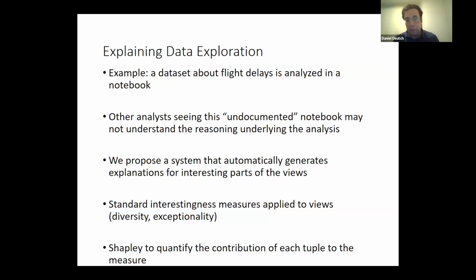Now, what's the interesting part of the view? That's, of course, debatable, but there are some standard interestingness measures that are typically used actually for recommending steps in EDA, such as: is the view diverse? Does it exhibit some diverse phenomena or exceptionality, and other kinds of interestingness measures. So what we did here is, again, we looked at Shapley values as a means to quantify the contribution of each tuple to the interestingness measure. Essentially, not just saying this view is interesting because it has high diversity, but rather what contributed to this high diversity.